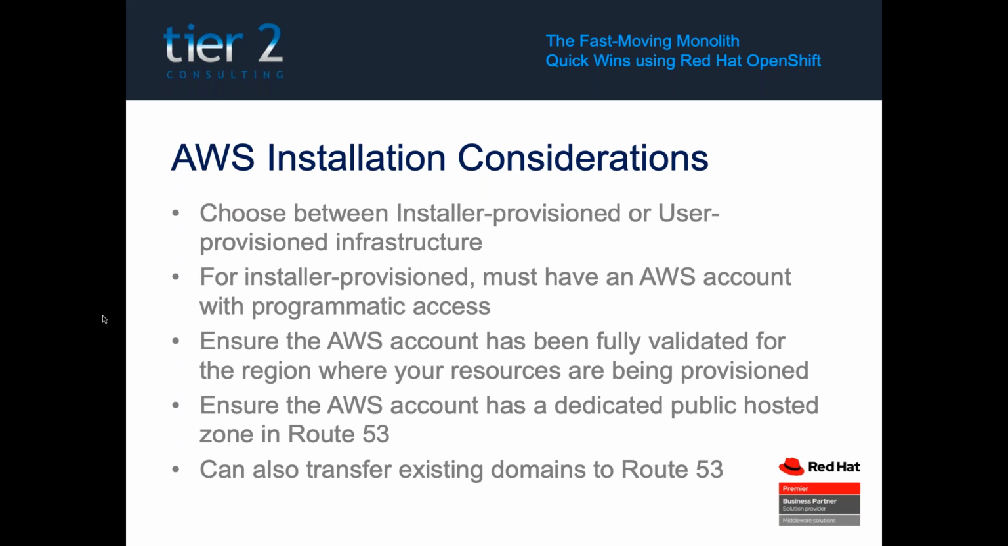provisioning resources in the wrong region, as it turns out. The other thing we need to do is make sure that we've got a dedicated public hosted zone in Route 53. Route 53 obviously is the DNS provider within Amazon AWS, and you need to make sure you've got a dedicated public hosted zone in there in which we can place our resources. If you have an existing domain registered somewhere else, you can transfer that to Route 53, and the documentation does give you guidance on how to do that. You just need to make sure that you've got a domain available with a hosted zone in Route 53.